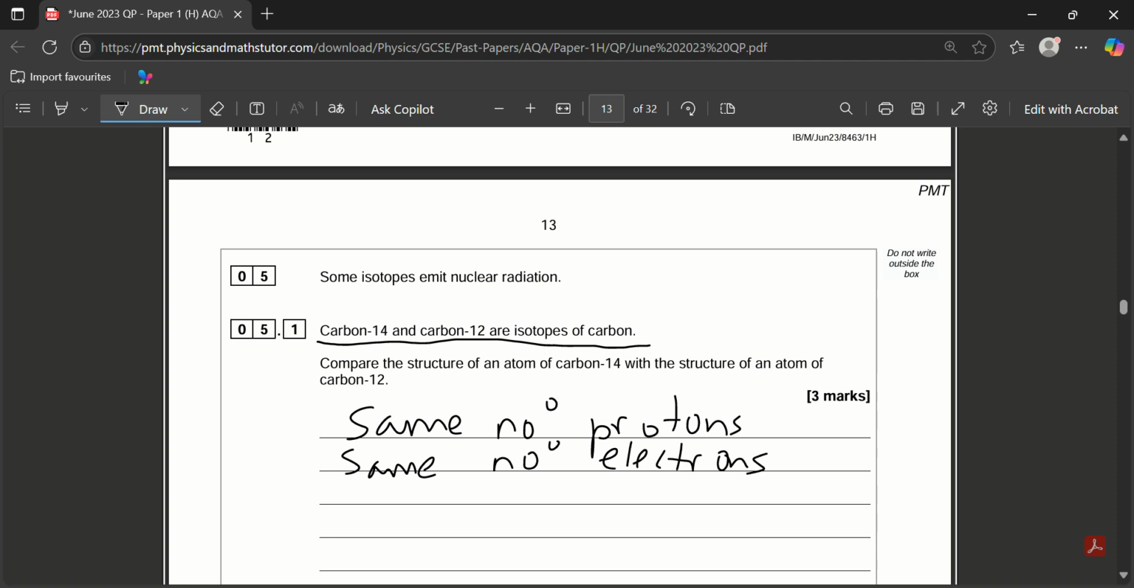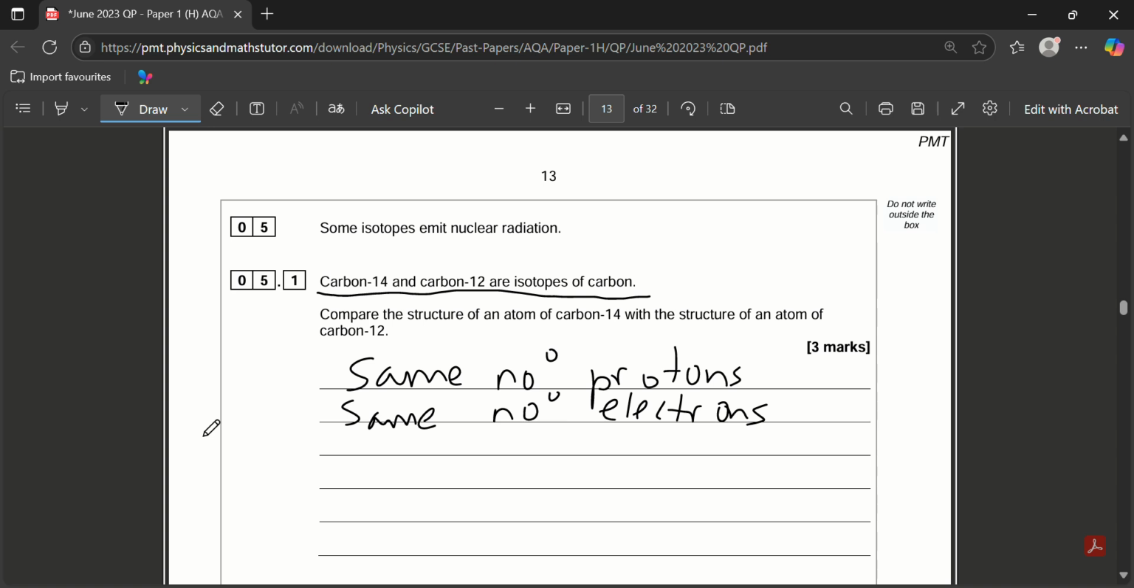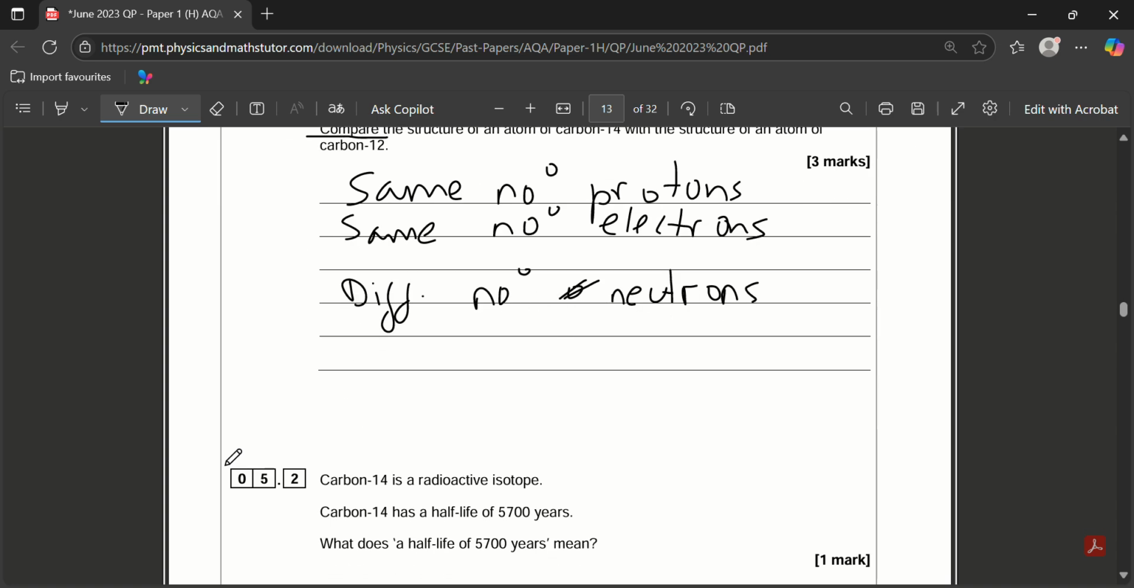But isotopes, what do we know about them? Well, they're one difference, since we have to compare. We have to pull up both similarities and differences. Their one difference is that they will have a different number of neutrons. And those are your 3 points to get those 3 marks.